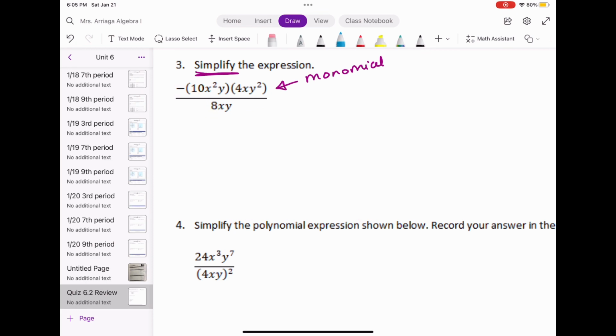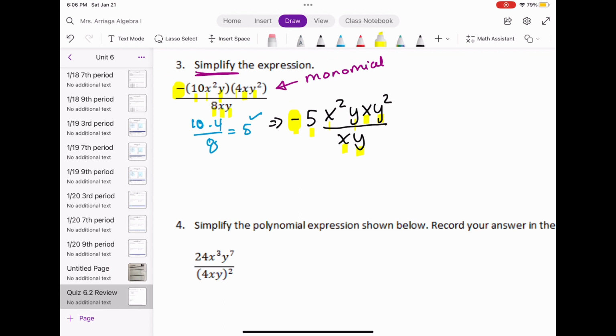Now, if you can do this in fewer steps, go ahead. I just wanted to show you step by step. But here's another way that you can do it. Again, we combine the numbers and that gives us 5. So let's write everything. Don't forget the negative. So we have the negative, the combination of the numbers, x squared, y, x, y squared, the denominator x, and the denominator y.